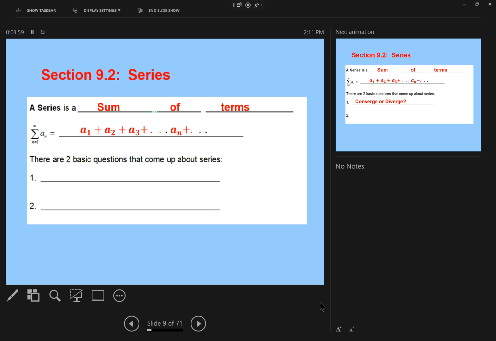Well, that's right. Okay. So a series is a sum of terms, and we're adding them all up. The dot, dot, dot is significant because that shows we keep going forever. Okay, for notation. All right, two basic questions come up about series.